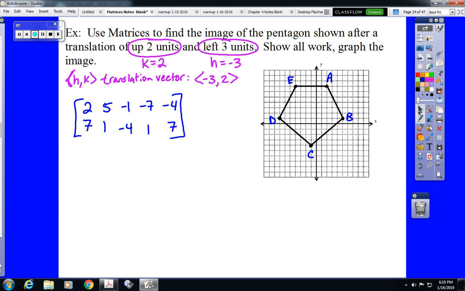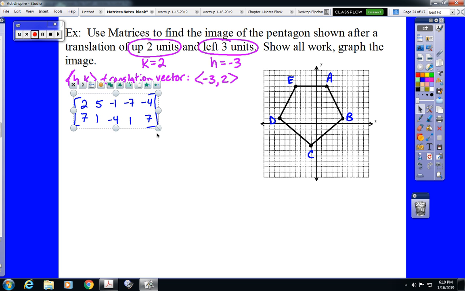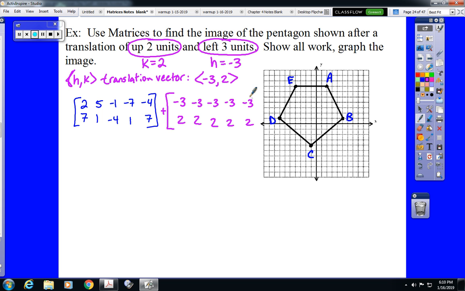Now what we're going to do is we're going to take that matrix, and to it we are going to add our translation matrix. And again, our translation matrix is simply the same column over and over and over again until it is the same shape. So 5 columns where each of the first row entries is negative 3 and each of the second row entries is positive 2. So again, each column will be our translation vector, x, y.